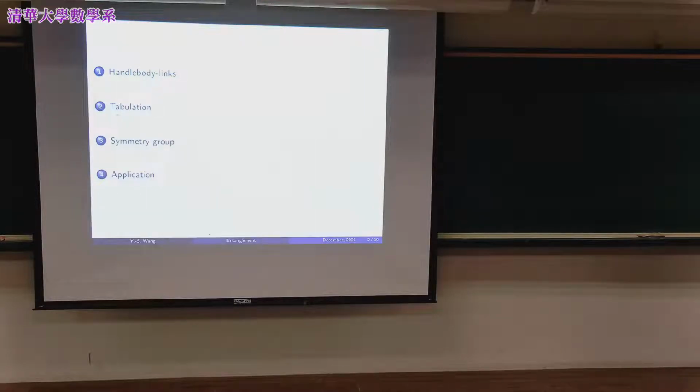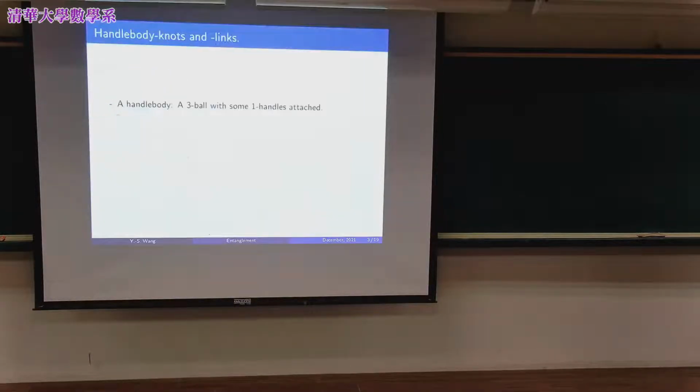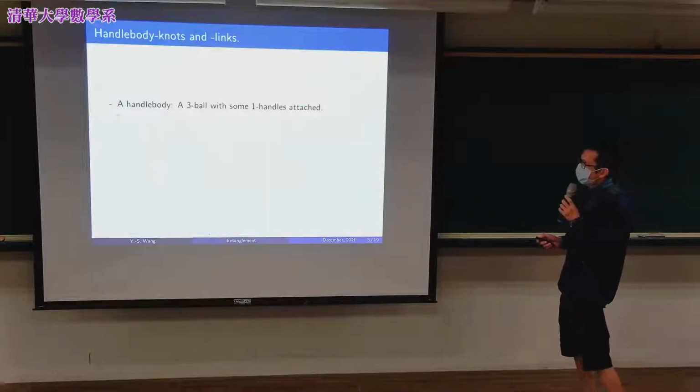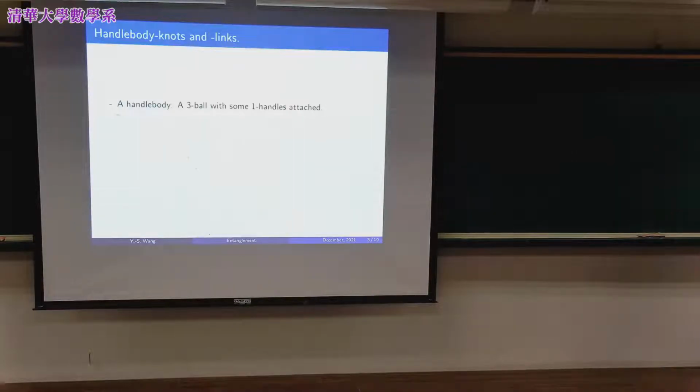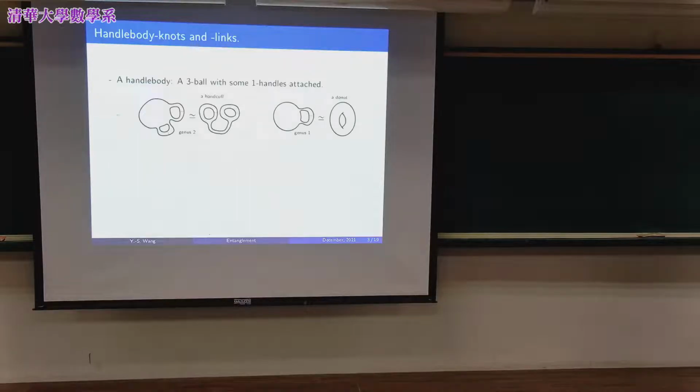So let's begin with handle-body link. What's a handle-body knot or handle-body link? Before I give you a precise definition, let me first recall what a handle body is. A handle body is something very simple. It's a 3D object. It's a 3-ball with some 1-handles attached. So it's a 3-dimensional object. And as you can see, there is a genus 2 handle body because you have 2 handles here.